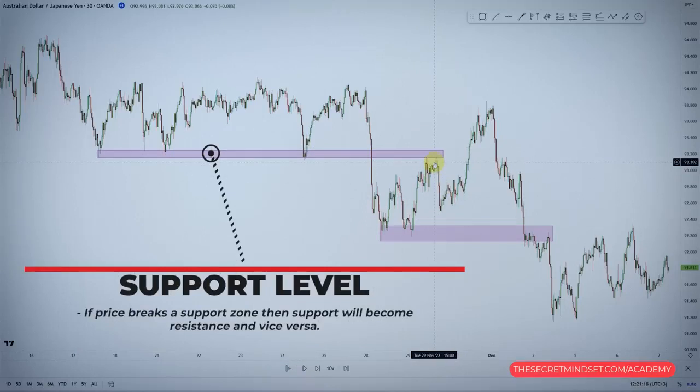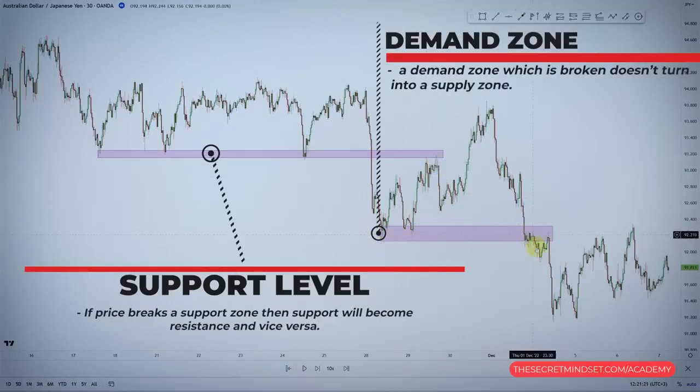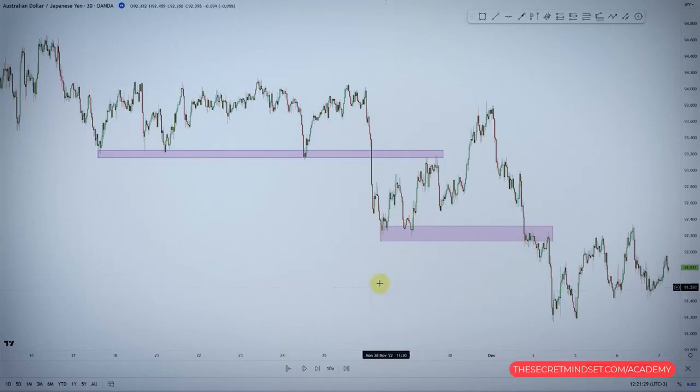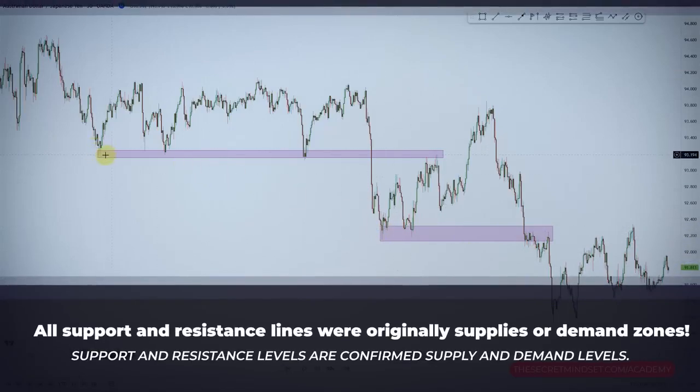We'll talk about this later, but in the case of supply and demand, this concept doesn't apply. A supply zone which is broken doesn't turn into a demand zone. I would even say that all support and resistance lines were originally supply or demand zones. This is how support and resistance were created. They are essentially the confirmed supply and demand levels. So supply and demand are fresh levels or zones where a price has not been determined yet. Therefore, these levels are valid to trade. Support and resistance are levels which are already confirmed.